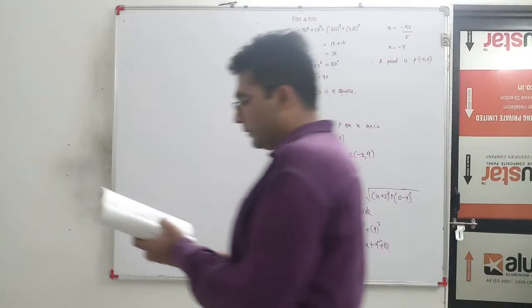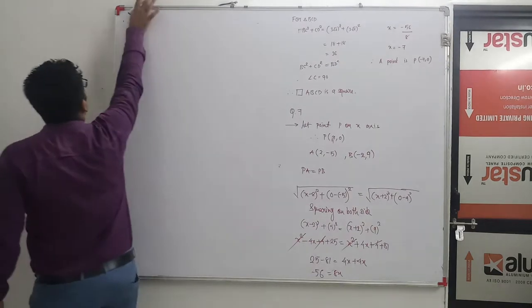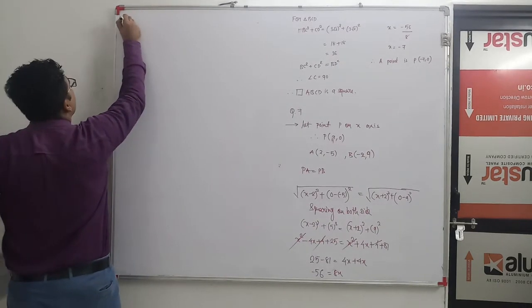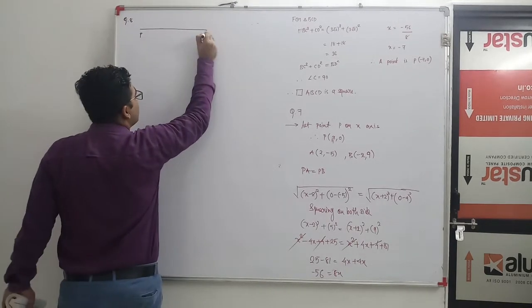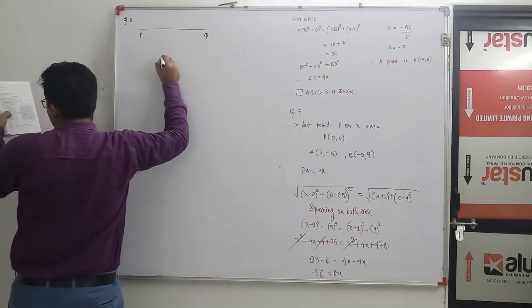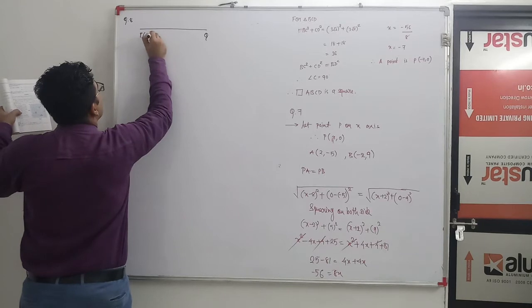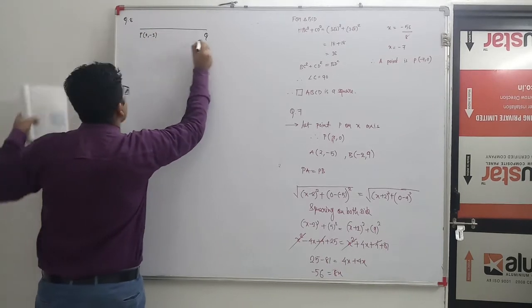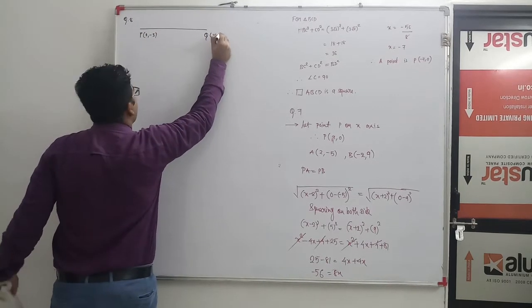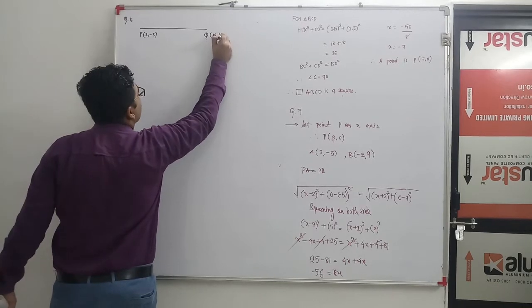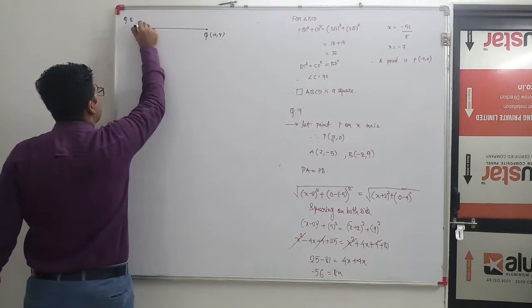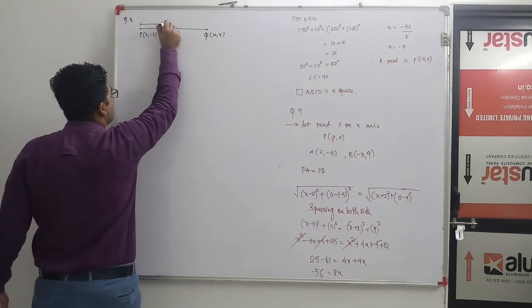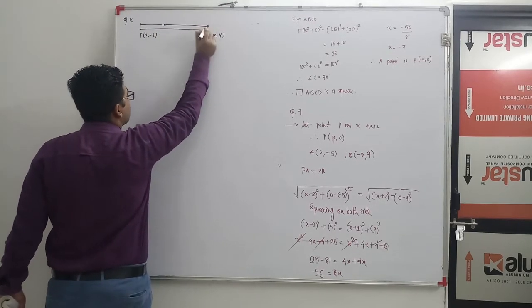Here I am mentioning like this. For question number 8, there are 2 points of the line, P and Q. Here P is (2, -3) and Q is (10, y). This one is a point and this one is a point, and here the distance is what? 10 units.